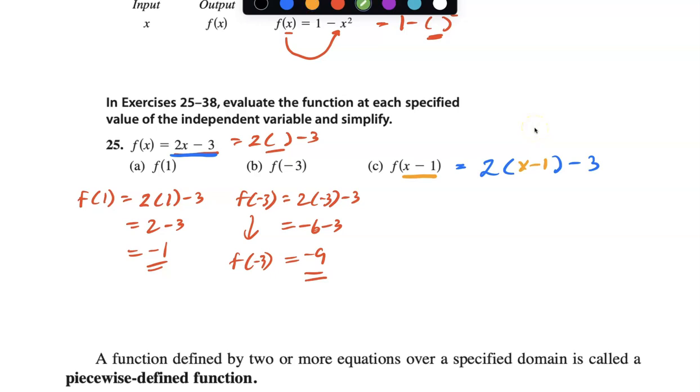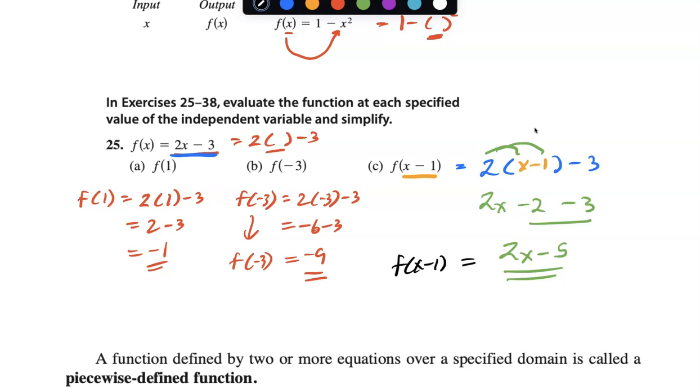Then we're going to distribute: 2x minus 2 minus 3. Add up like terms: 2x minus 5. And that's our answer. If I want to rewrite it nicely, all this is saying is when I substitute in x minus 1 for x, when that's my independent variable, I get this as my answer. That's all it is.